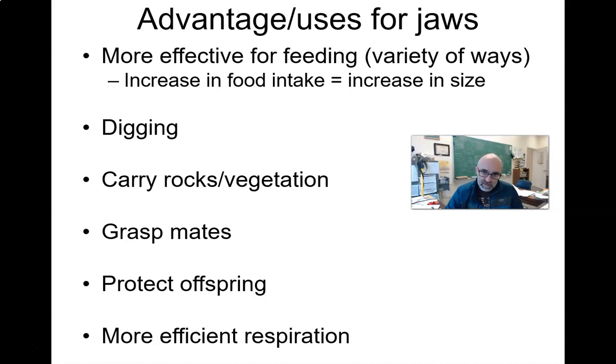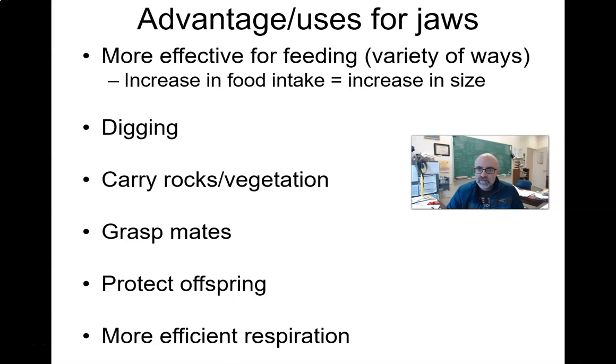What's advantageous about that? Why would those genes be increased in the population? And obviously, the most obvious thing is it allows the fishes to feed in a variety of ways, allows them to become predatory and eat other fishes and other invertebrates, other chordates, which is going to allow you to gain more energy and produce more eggs and have more babies, right?